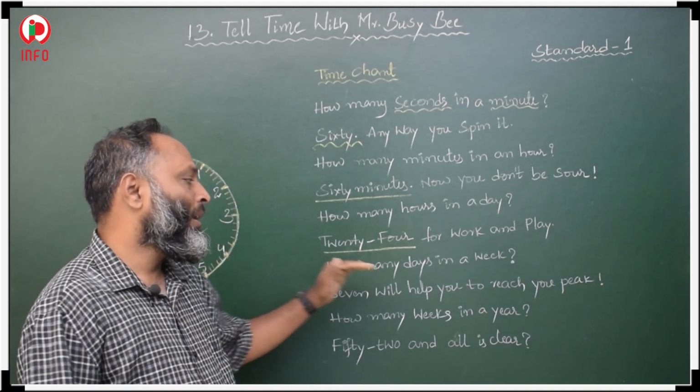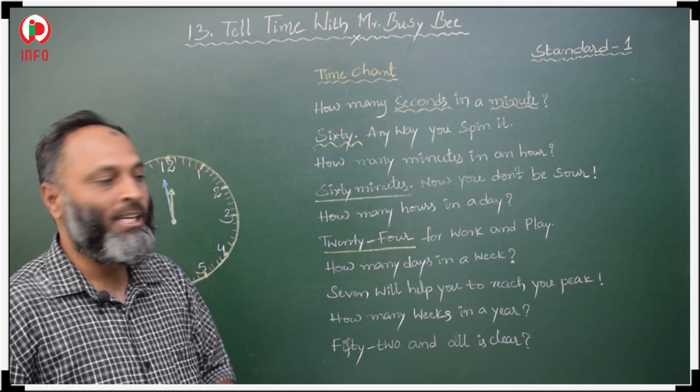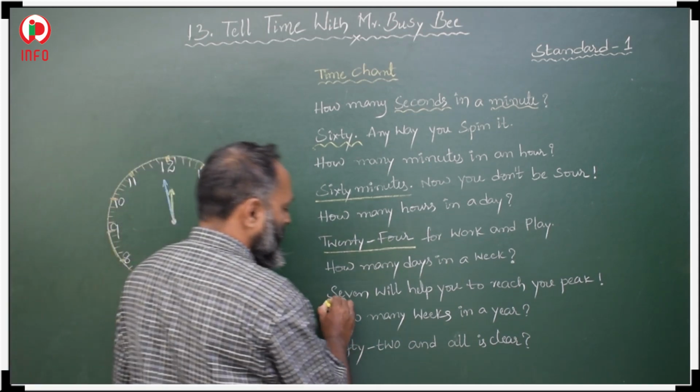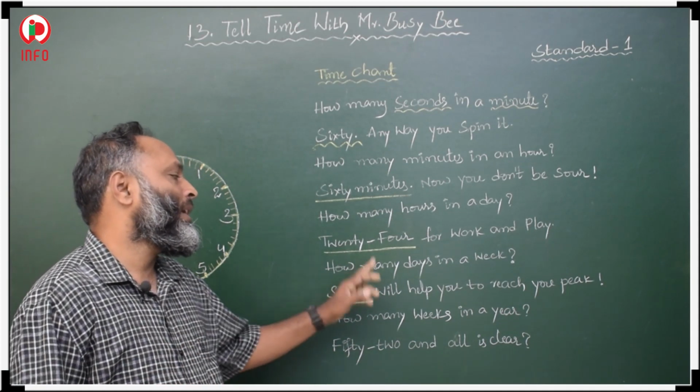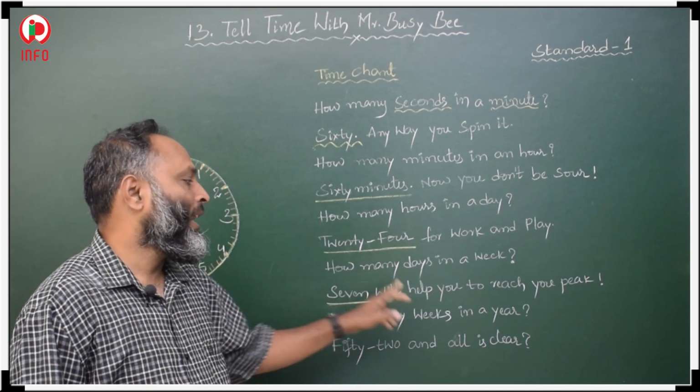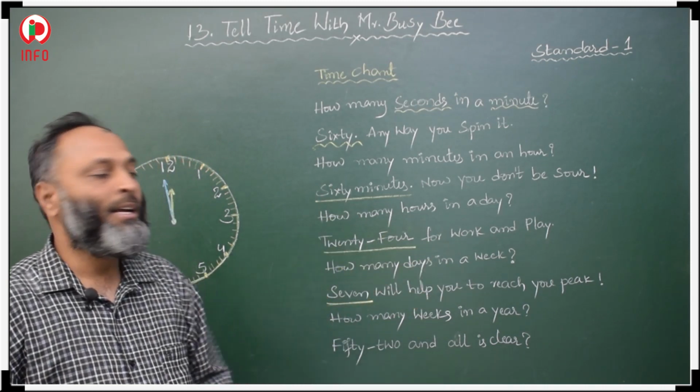Then how many days in a week? 7. 7 days in a week. How many days in a week? 7. Will help you to reach your peak.